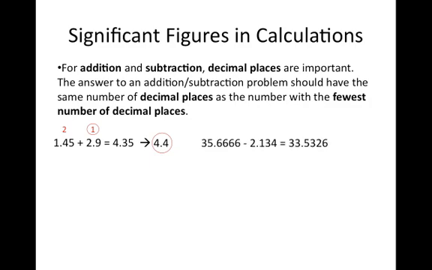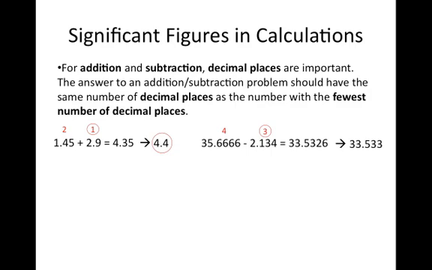If we typed this problem into a calculator, we would get the answer that's shown here. Because this is a subtraction problem, we are concerned about decimal places rather than sig figs. The first number has 4 decimal places. The second number has 3 decimal places. Therefore, we would want our answer to have 3 decimal places. So we know our answer will be 33.53 something. Should the something be a 2 or a 3?